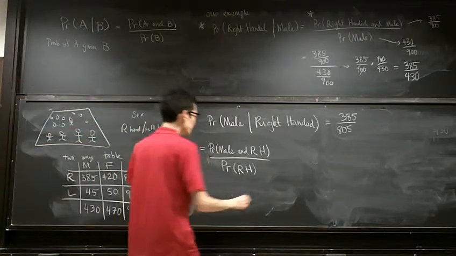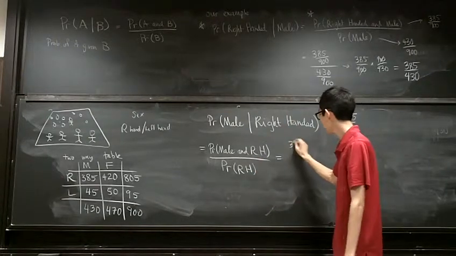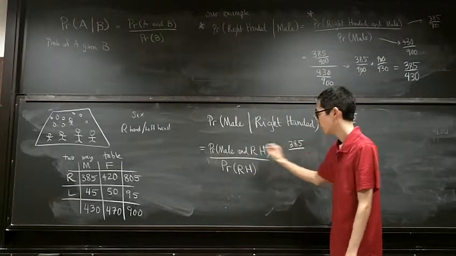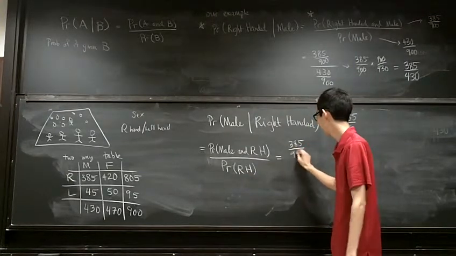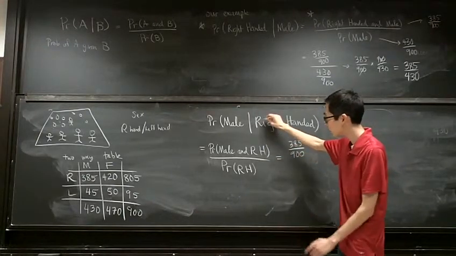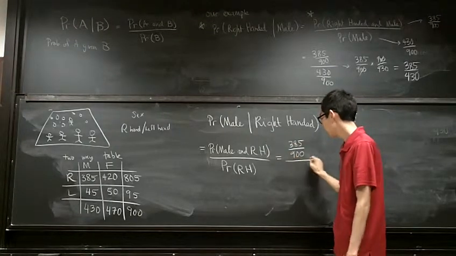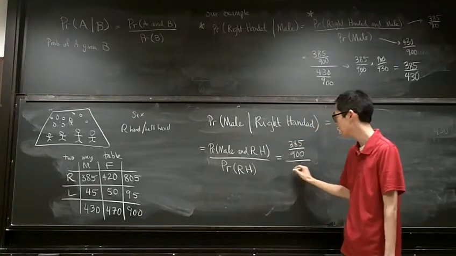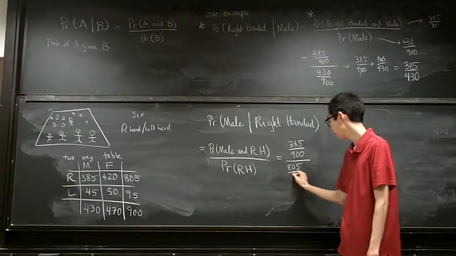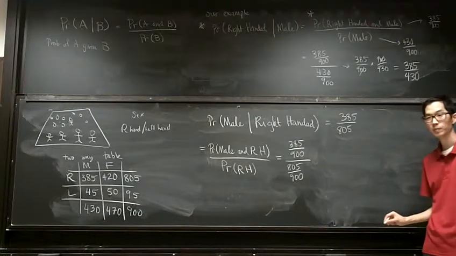So what's the probability of male and right-handed? 385 out of 900. This is everybody. We've got to be able to tell the difference between this and this. It's very important. Divided by the probability of right-handed, which is 805 out of 900.